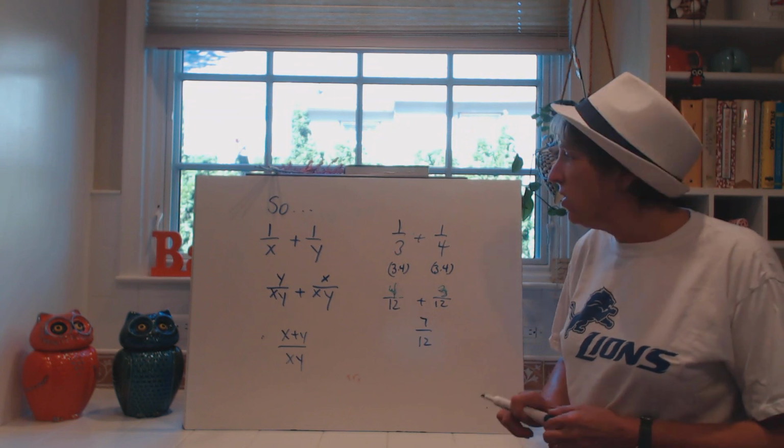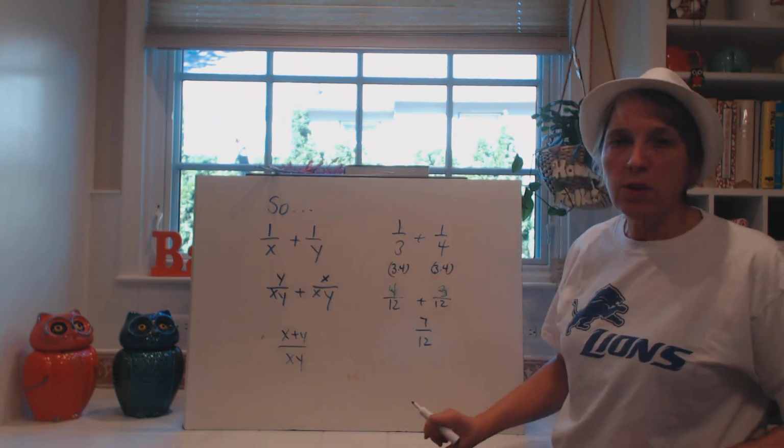The denominator never changes. So look at this one. We have 1 over x plus 1 over y.